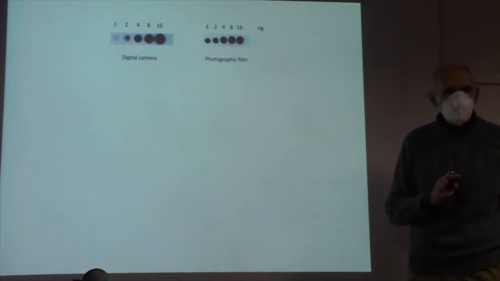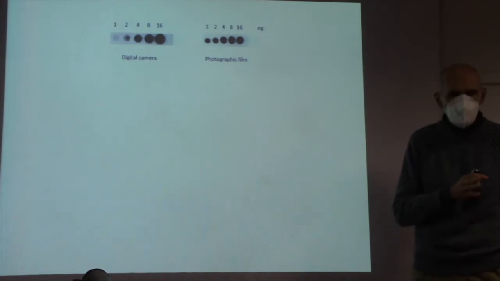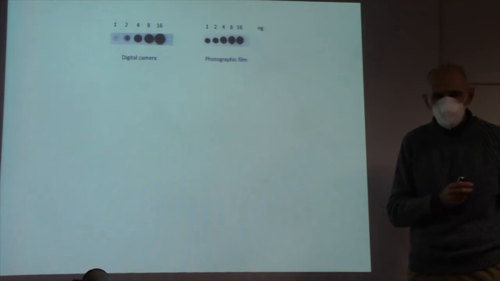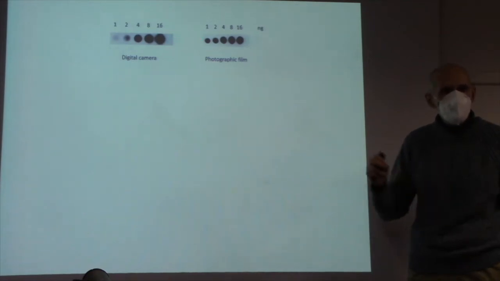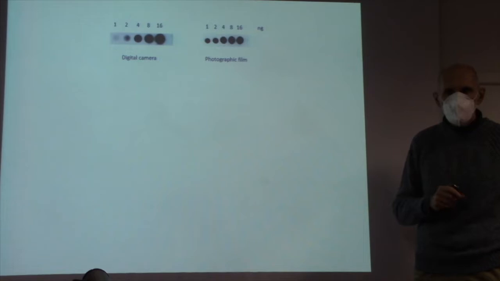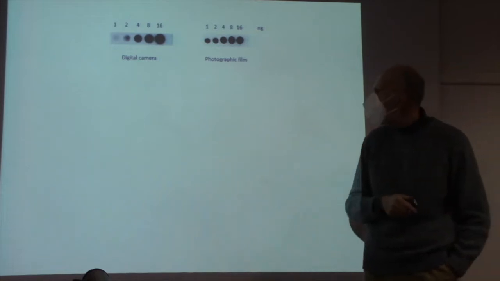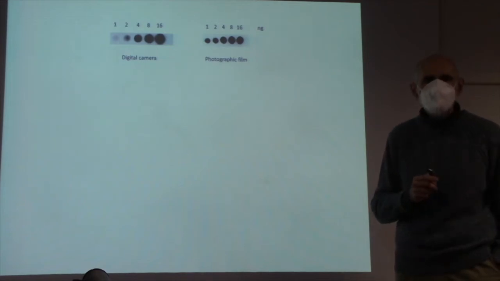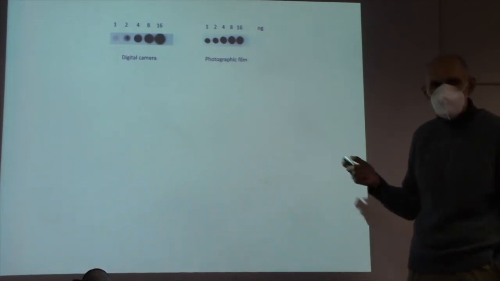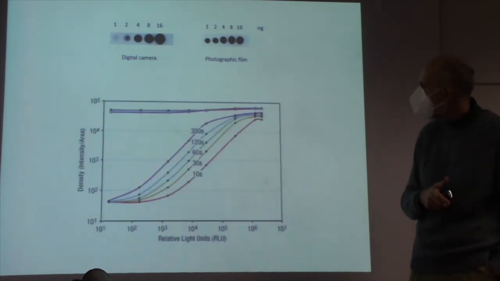But in principle, exactly as Samuele said, you should choose your method according to the goal or to the situation in which you're working. If you really need a high sensitivity, then go for the photographic film. If you need proportionality, linearity between the volume of the spot and the amount of protein, then pick the digital camera. So let's see what is called the latitude of the two methods as it appears on a graph.